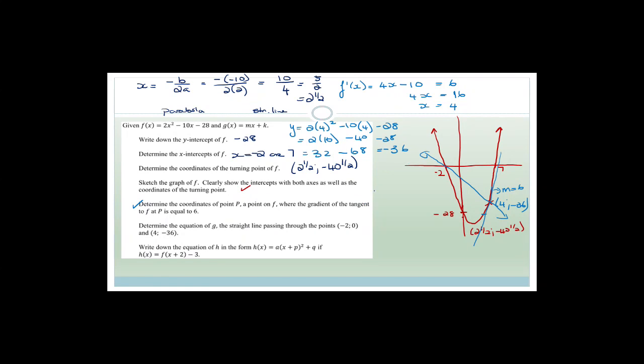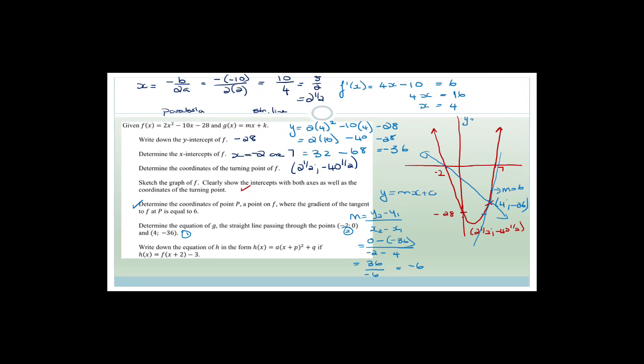That's very easy. We've got y equals mx plus c as our equation. Do you agree we can get the gradient of this by using those two points? We can go m, and we can call this point 2 and this point 1. Then we can say y2 minus y1 over x2 minus x1. So that's 0 minus minus 36 over minus 2 minus 4, which becomes 36 over negative 6, which is minus 6, which we expected because it's a negative gradient.